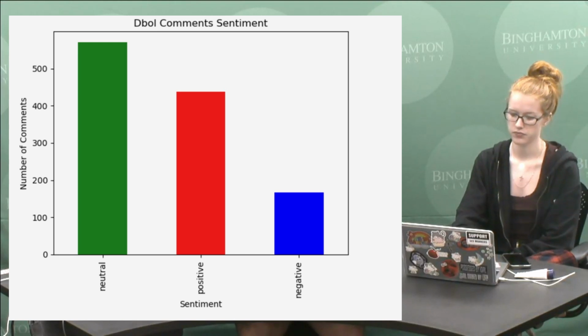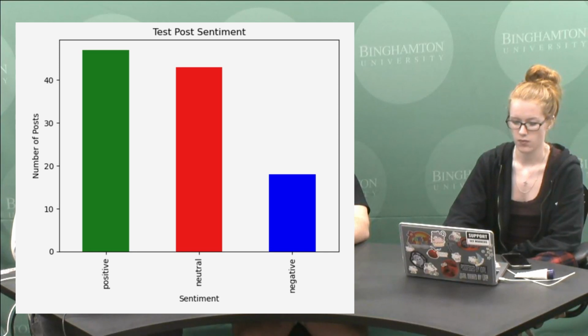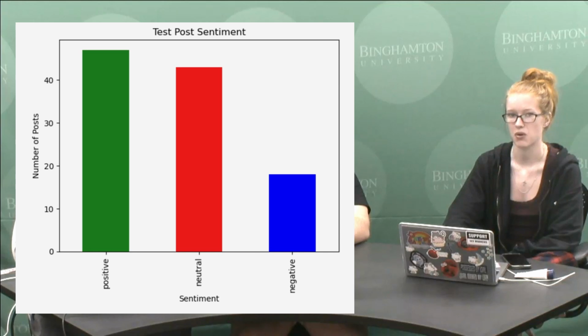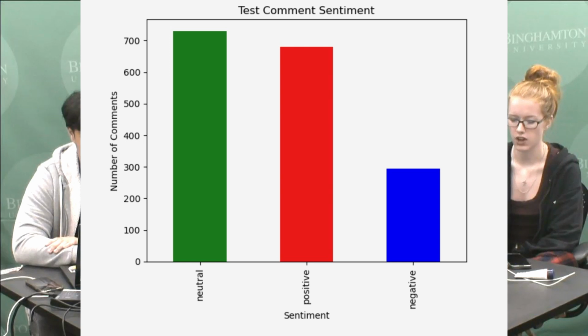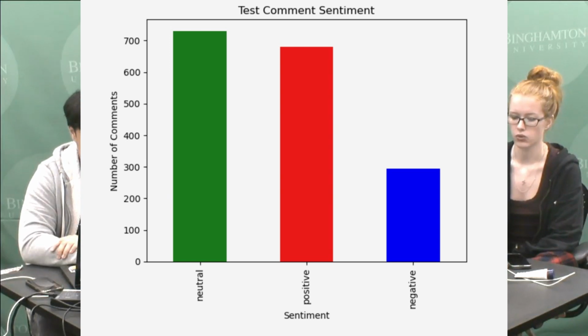were negative. The next PED that we searched up was Test, and Test is just testosterone, which is a hormone your body already makes, but people take Test in order to jack up their testosterone to unnatural levels. For the post sentiment for Test, almost 50% of the posts were positive, while only around 20% of the posts had a negative sentiment. And then for the comments, almost 700 of the comments were positive, and only around 300 of the comments had a negative sentiment.